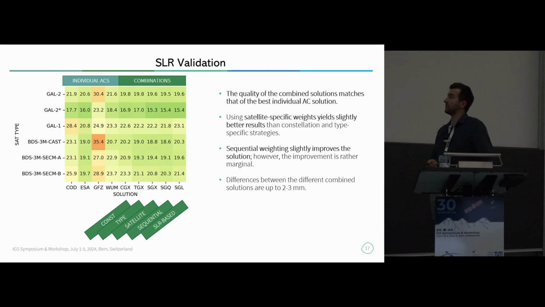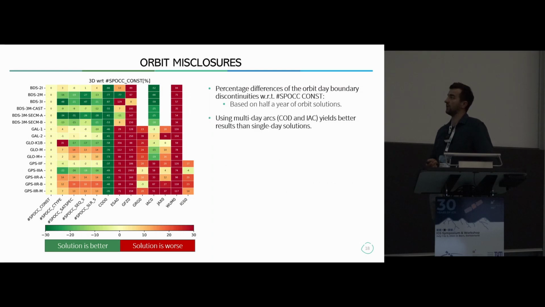And the sequential weighting that we introduced slightly improves the solution. However, the improvement is rather marginal. And if we have a look at different combinations, the differences between them are up to 2 or 3 millimeters.